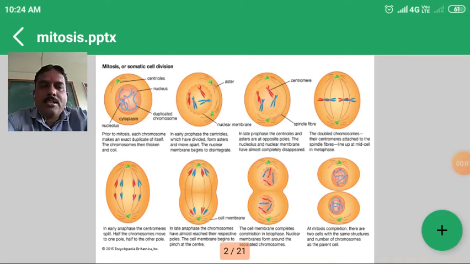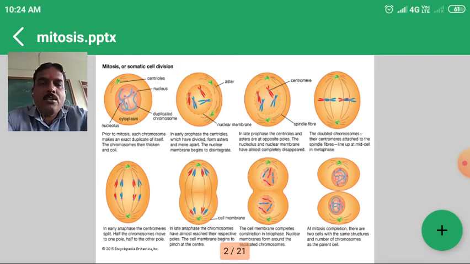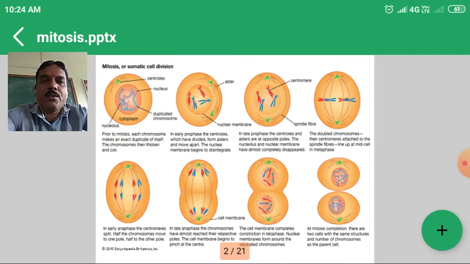Hello students, in the last lecture we studied the topic of cell division. Cells divide in two ways, either through the process of mitosis or through the process of meiosis. In mitosis, one diploid cell forms two diploid daughter cells with the help of different stages. In meiosis, four daughter cells are formed which are haploid in nature, also with the help of different stages. That is the major difference between mitosis and meiosis.